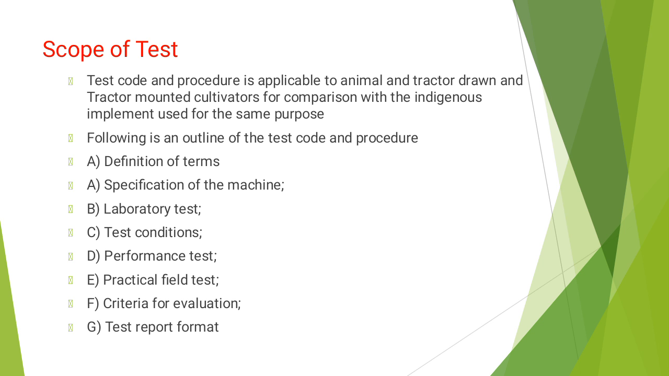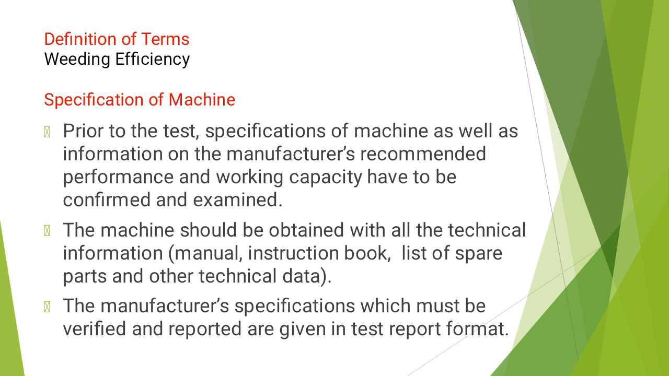Following is an outline of the test code and procedure: the definition of terms, specification of the machine, laboratory test condition, performance test, practical field test, criteria for evaluation, and test report format. Now, the definition of terms. Weeding efficiency is the ratio of the number of plants removed to the number of plants present. It's called the weeding efficiency.